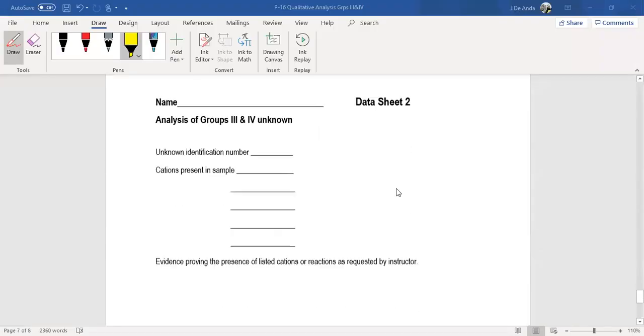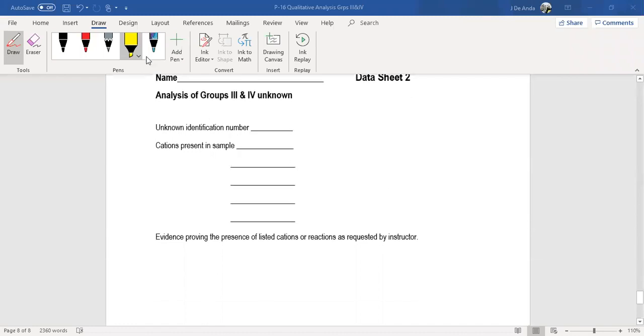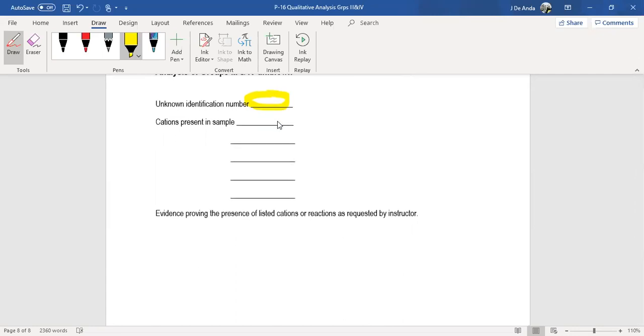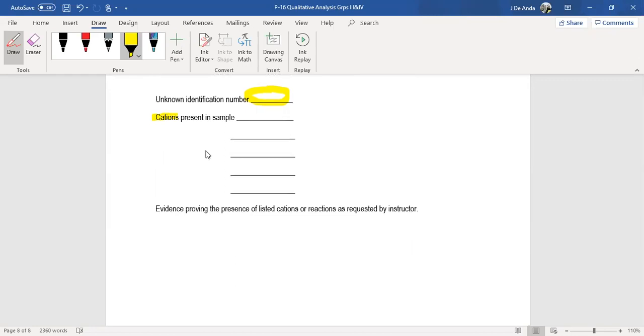And so what you will then do, as we've done in the past, is go back here to the data sheet on page 68, which is your unknown. Don't forget to write down your unknown number, and identify the cations in the sample. Sometimes in previous exercises, you got to writing down things like compounds, like iron sulfide or chromium hydroxide. No, it's asking for which cations were present in your original unknown.